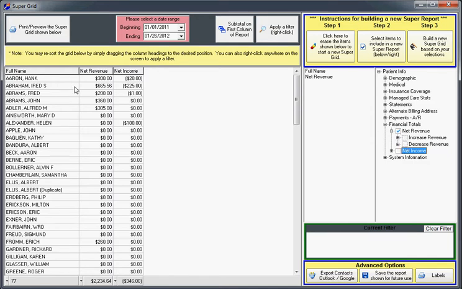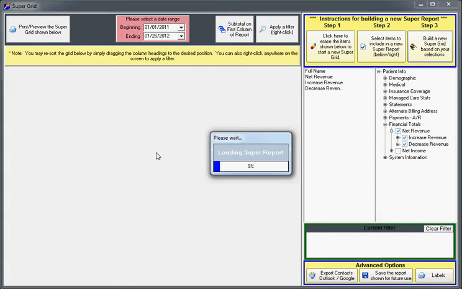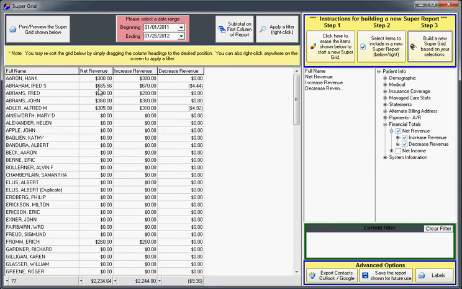So we arrived at $300 by the total revenue that came in versus the money that was written off. Let's see what that looks like. I'm going to build a new super report. Again, it's date sensitive. I click OK. So we had net revenue of what we billed was $300, and in this case we wrote off nothing.